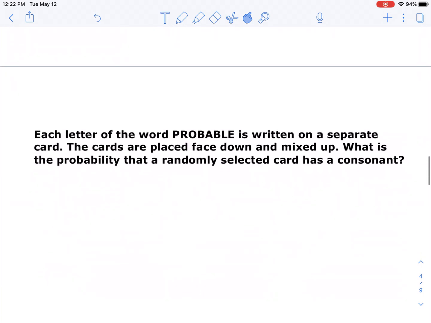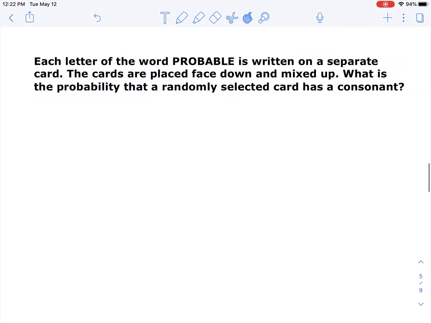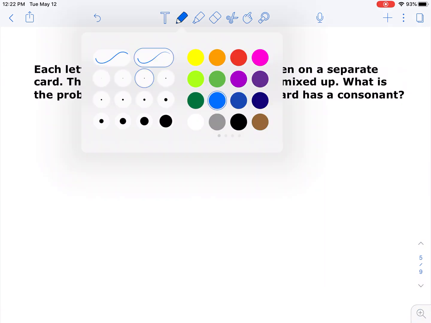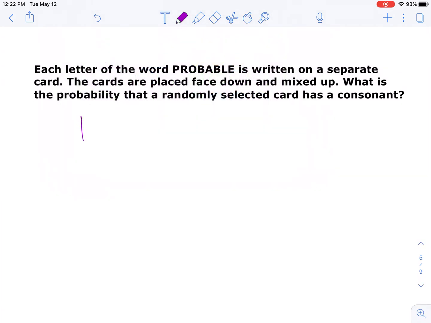Okay, so let's try some just kind of ones to get you back into the swing of things. So for example, let's say we have each letter of a word, the word probable is written on a separate card. The cards are placed face down and mixed up. What is the probability that a randomly selected card has a consonant? So, whoops. Let's say we're trying to find a consonant.